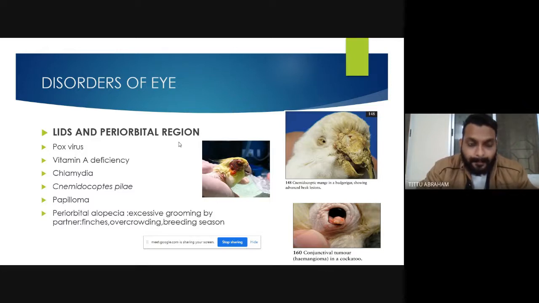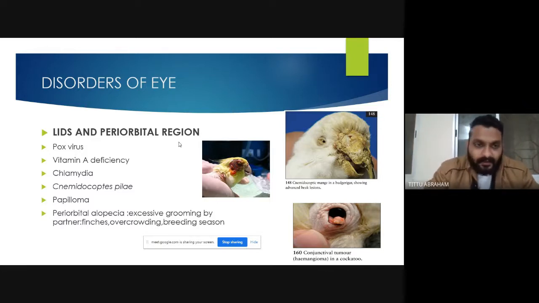The organisms or infections that affect the eyelids are, first, the pox virus. Most hobbyists, especially the African hobbyists, are very cautious about this disease because most of them, maybe all of them, might have encountered this infection. Second is vitamin A deficiency. Actually it cannot be distinguished, because in maybe 92% of ocular disease cases there is vitamin A deficiency. Third is chlamydia. Fourth is pneumococcus. Fifth is papilloma virus, and sixth is periorbital alopecia.